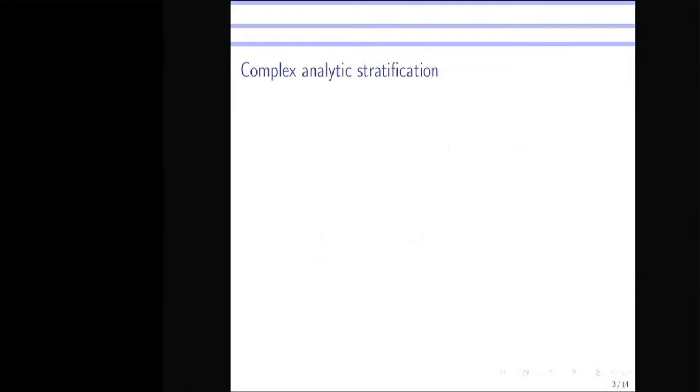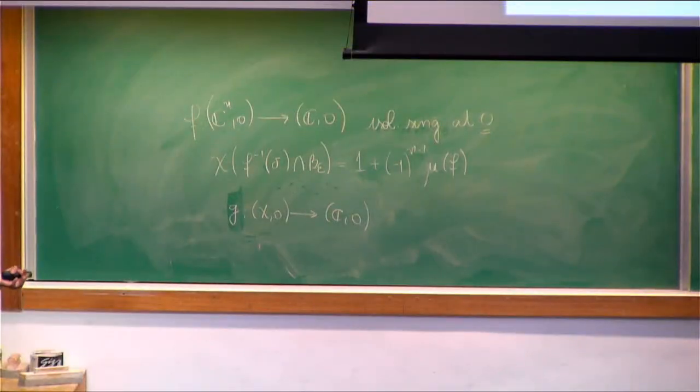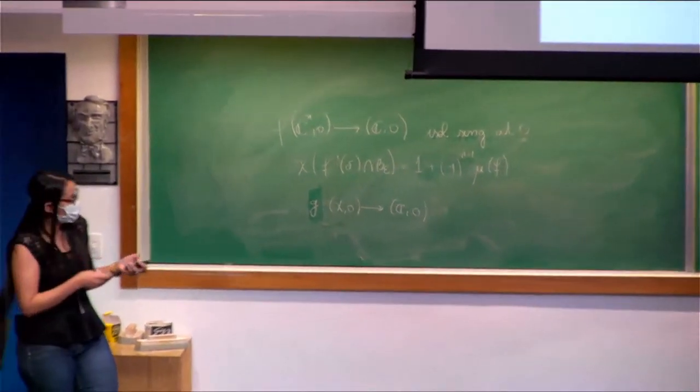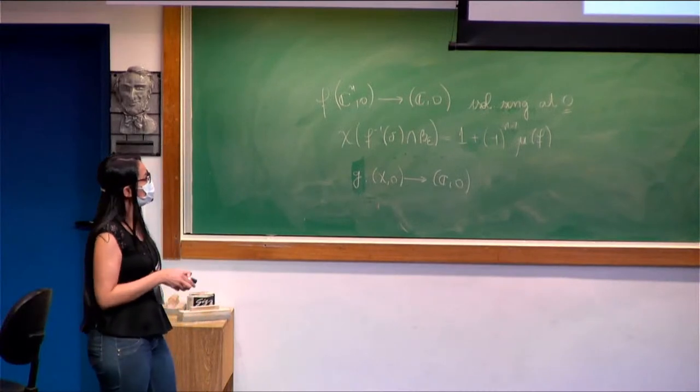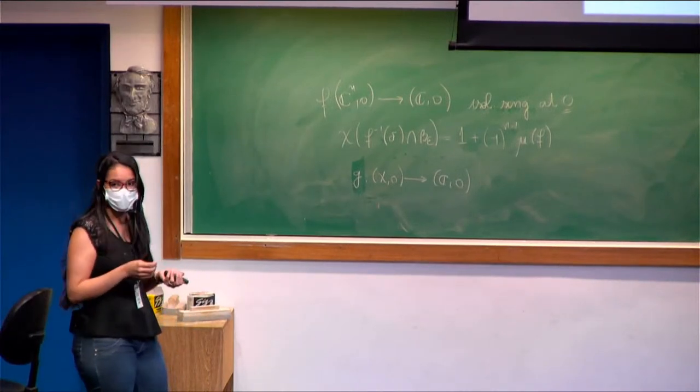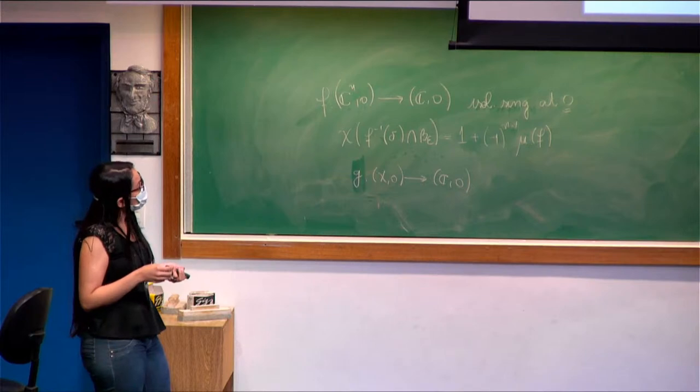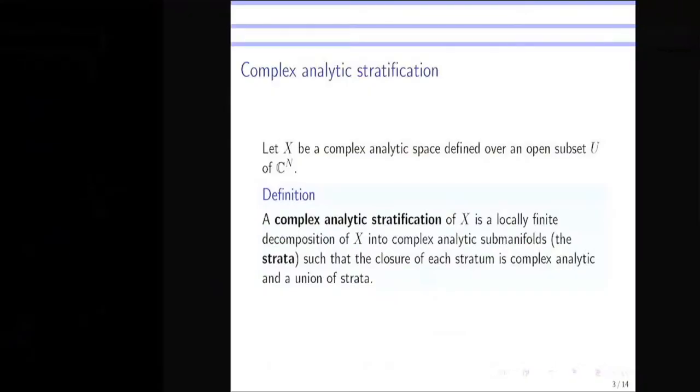A stratification is when we decompose our space into submanifolds. And this is the first definition I wanted to discuss with you. So we take here X to be a complex analytic space. So last week in Bruno's class, we saw that a complex analytic space locally can be seen as the zeros of a finite number of functions in O_n, right?